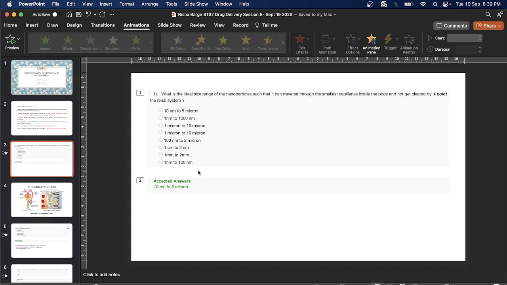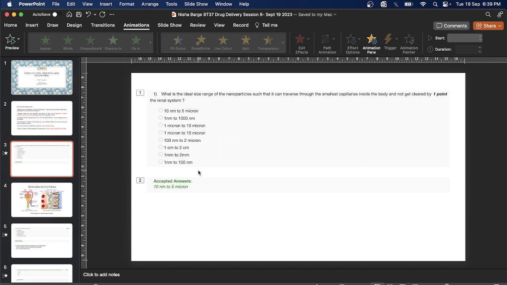The options were low partition coefficient, high partition coefficient, low molecular weight, and high molecular weight. The accepted answers were low partition coefficient and high molecular weight. So there is no partial credit. You'll get a point when you answer both of them. All right. Thank you, madam.